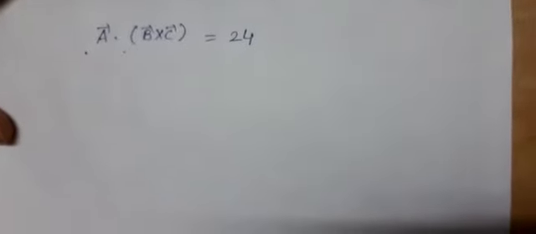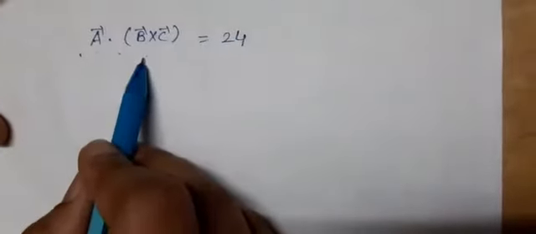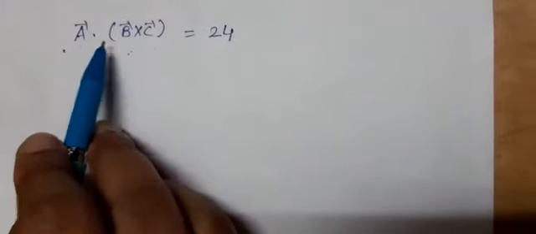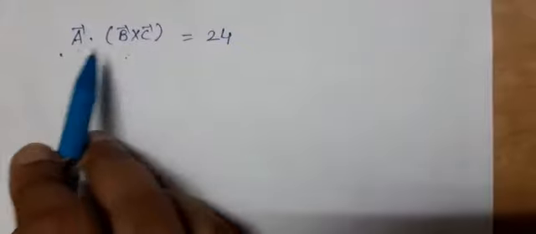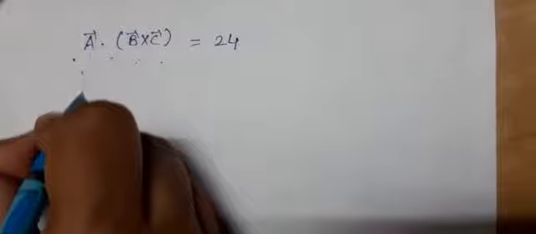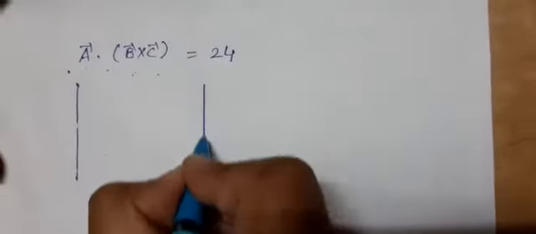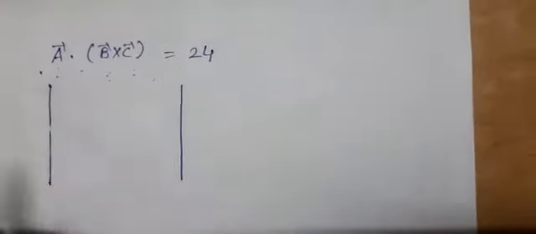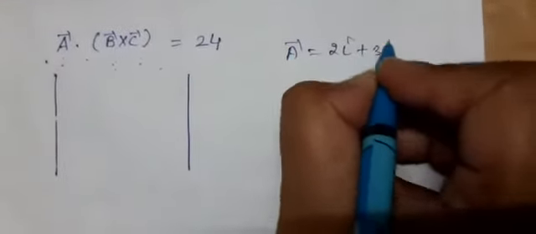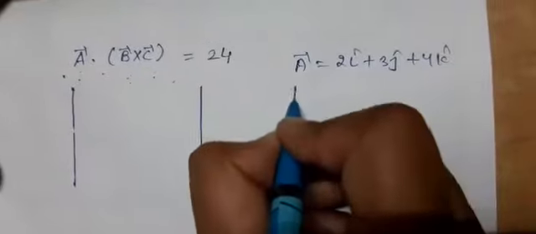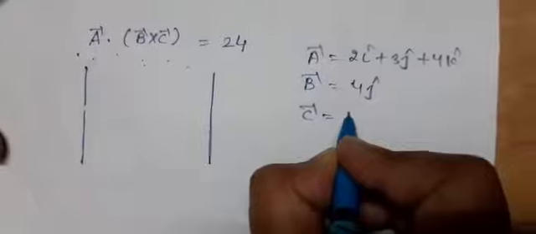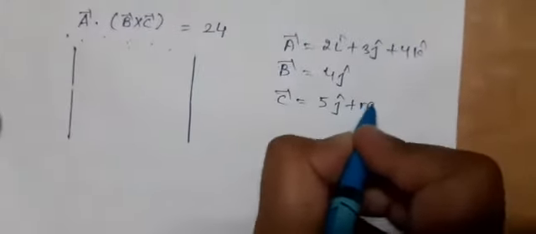This is a typical kind of question. You have to just remember this formula, that the volume of a parallelepiped can be obtained by this product, A dot B cross C. Here vectors A, B, C have been given, but while solving it you have no need to write i, j, k at the top. Vector A is 2i plus 3j plus 4k, vector B is 4j, and vector C is 5j plus mk.